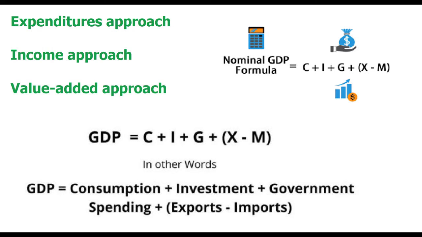There are three main approaches to measure GDP. One is called the expenditure approach, second is the income approach, and the third one is the value added approach. The expenditure approach has five categories: consumption, investment, government spending, and exports and imports.